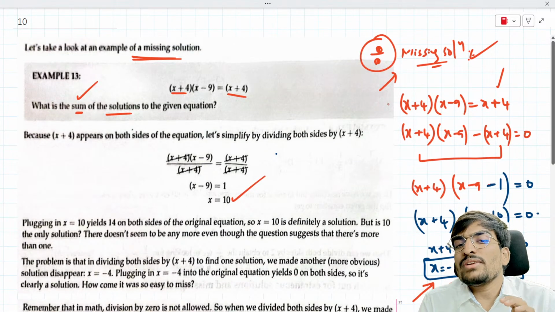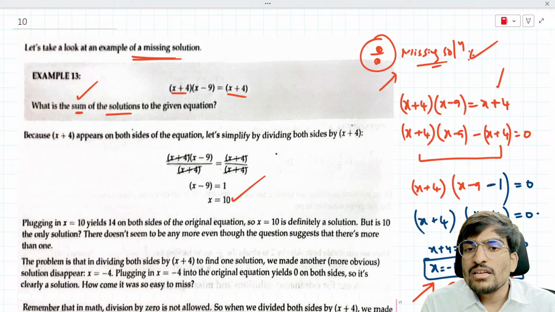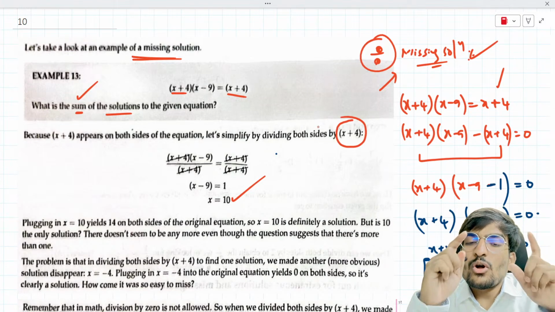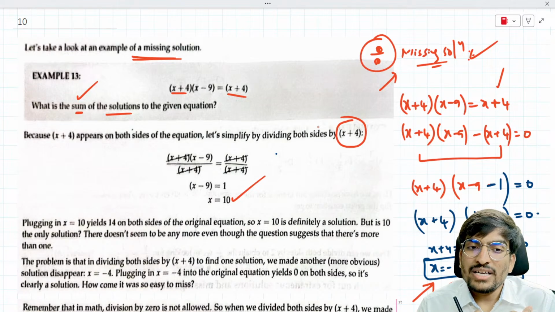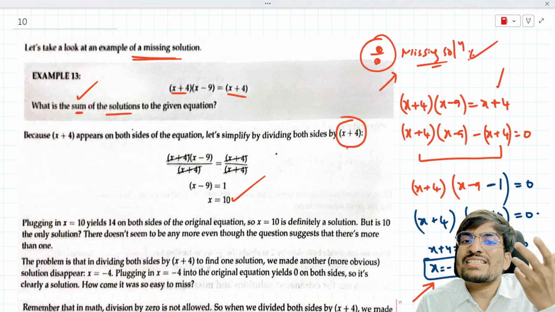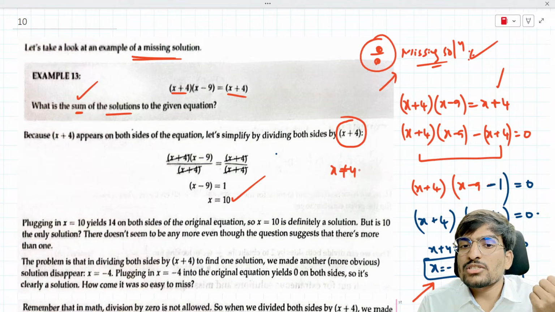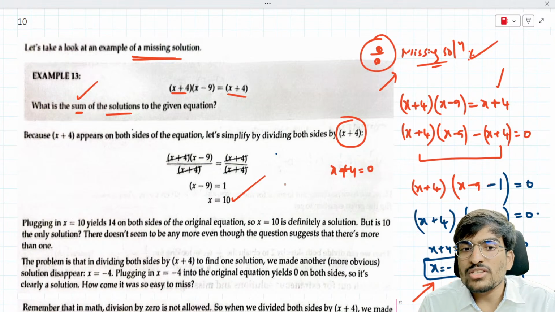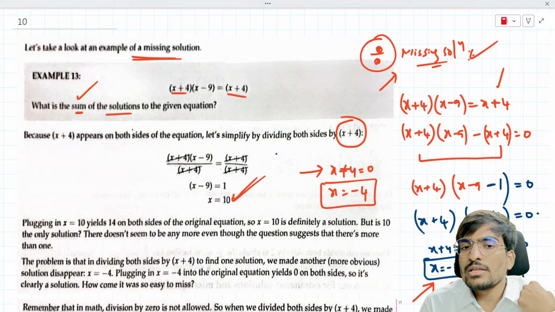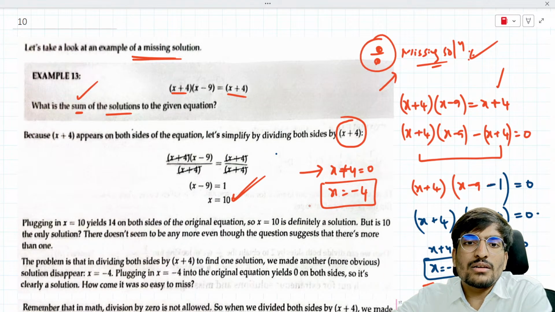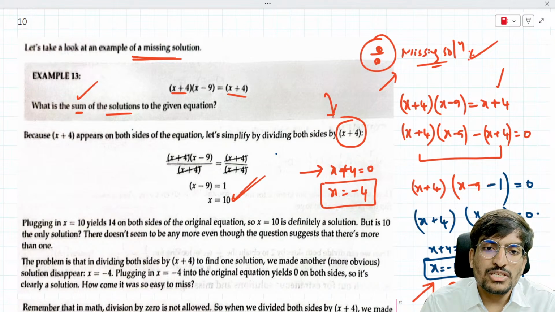How do we know that we end up with a missing solution? Here it is easy. We are assuming that it's not a solution and dividing it on both sides. We are assuming that x plus 4 is not a solution. Once you got this x equal to 10, just equate x plus 4 to 0 and get x equal to -4. This is the trick. Whatever you divided by, you are assuming that it's not going to be a solution. That's why you are missing the solution from x plus 4.